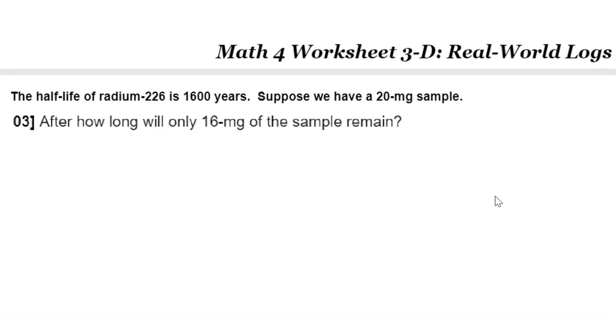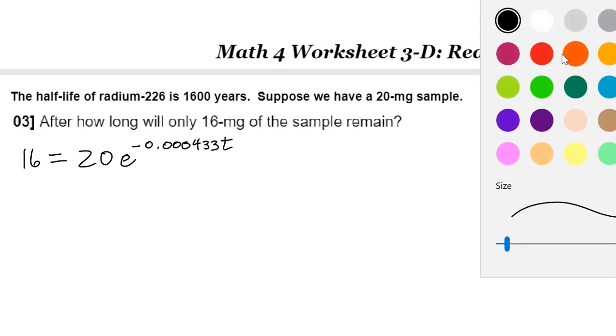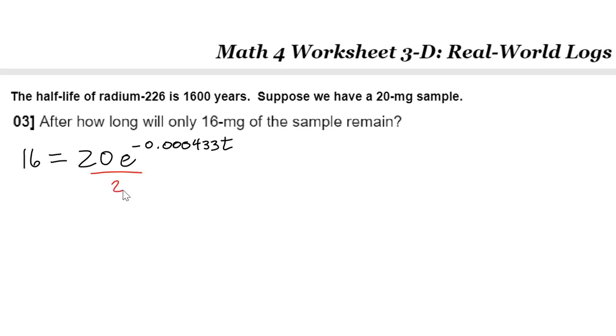Now we're going to work it the other way. We're going to say, what if there's only 16 left out of the 20? And the time is the unknown. So we're going to first of all divide both sides by 20, which that is 4/5 or 0.8.